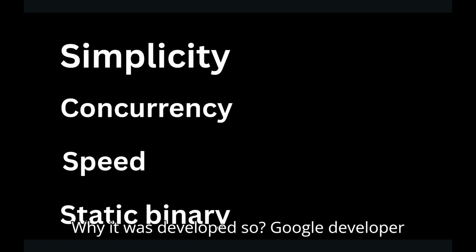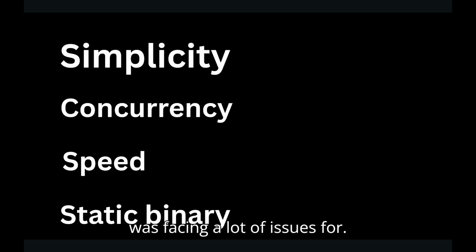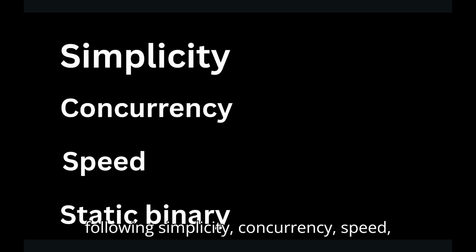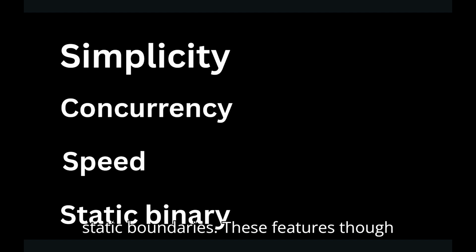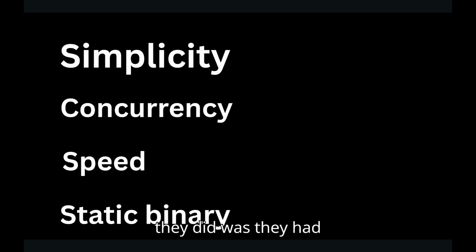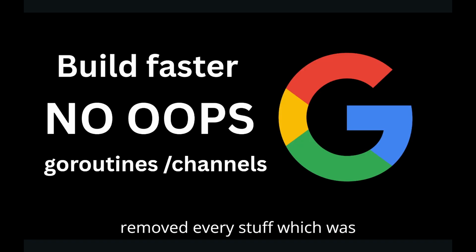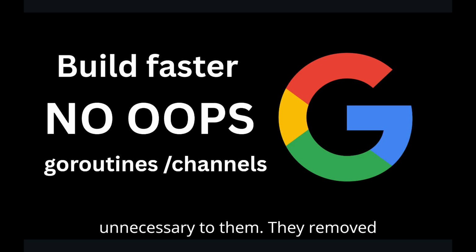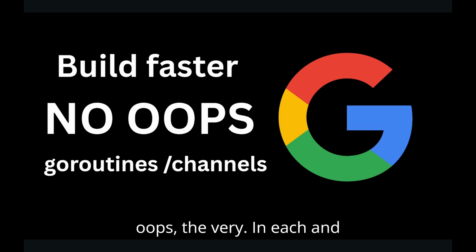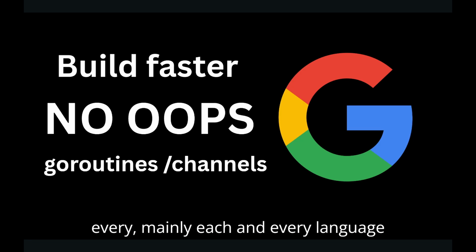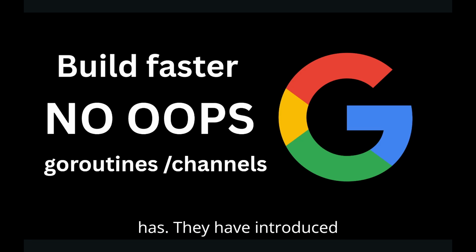Why was it developed? Google developers were facing a lot of issues with complex stuff, and they needed a language with simplicity, concurrency, speed, and static binaries. So what they did was remove everything that was unnecessary to them. They removed OOP, which each and every language mainly has. They introduced goroutines and channels in their Go runtime.